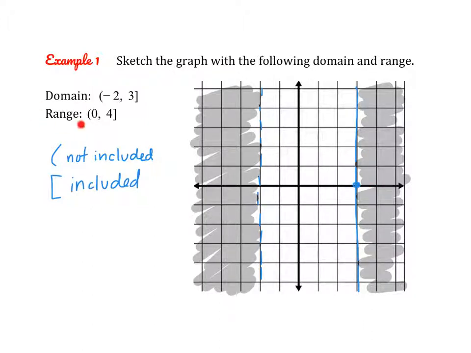Now let's do the same for our range, for our y values. So it's from 0 and not including 0. So I'm going to do a dotted line at 0, at y equals 0, which is here. And that's our lower bound, so everything below it is out. So we're not going to use this region. And then it goes up to 4 and including 4 because it's a bracket. So I'm going to do a solid line at y equals 4. Everything above that is out. So you can see that this resulting area is where my graph will be.